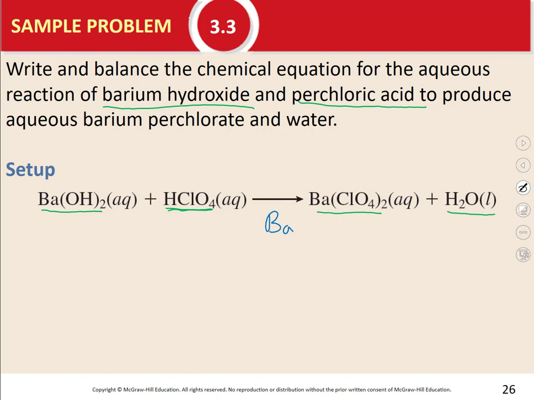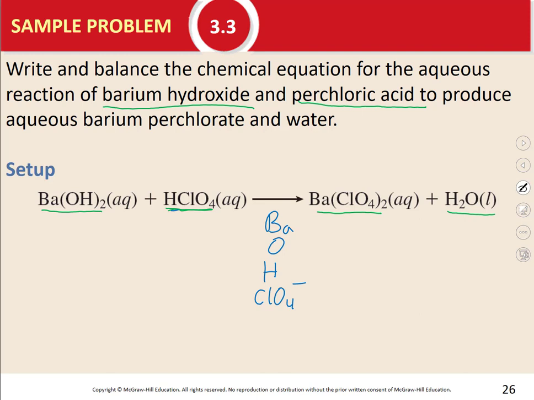Is it on both sides of the equation, though? No, there's no hydroxide on the product side. So that rule of using polyatomic ions as individual units, we can't use that for hydroxide, so we're going to go ahead and have to break that apart into its oxygen and hydrogen. Next, we already have hydrogen, but the perchlorate, does perchlorate appear on both sides? Yes, ClO4 perchlorate does appear on both sides, so I'm going to write that down as a unit.